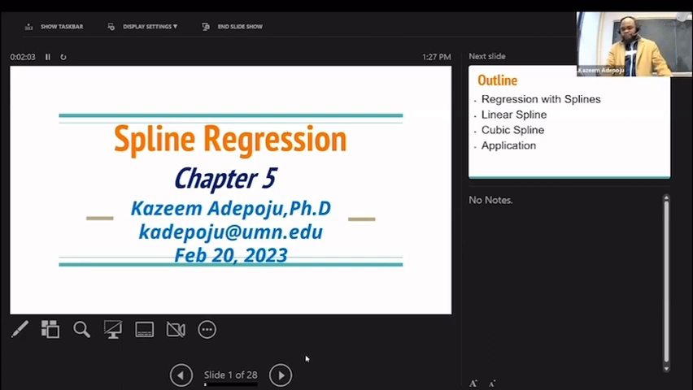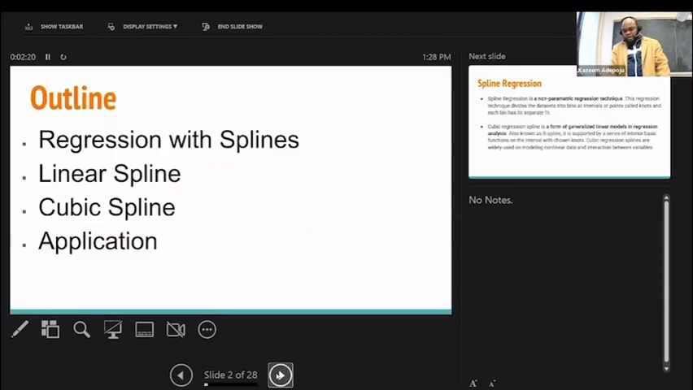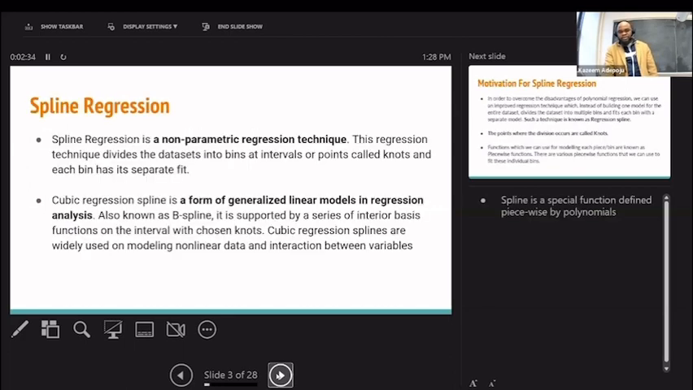Okay, so I want to welcome you to today's topic. Statistics is like a story that goes on and on and on. Today's topic, we focus on spline regression. In the outline, we're going to consider regression with spline, where we're also going to talk about the linear spline, the cubic spline, then the application.